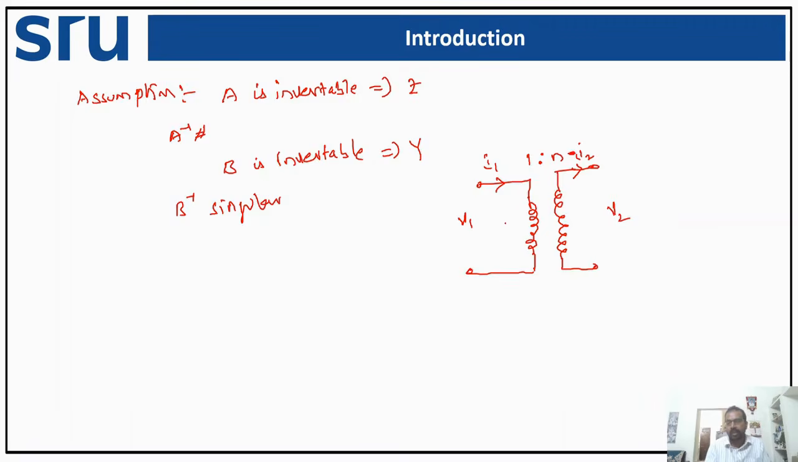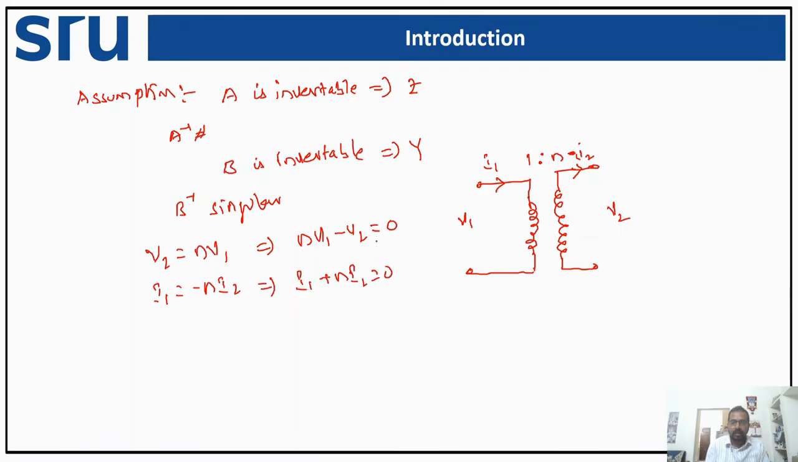So if you try to relate these four parameters, that is V1, V2, I1 and I2, what are the two equations we can get? V2 is equal to n times V1 and I1 is equal to minus n times I2. So from these two equations we can write our standard form. Let us convert this as n V1 minus V2 equal to 0, and this can be converted into I1 plus n I2 equal to 0.